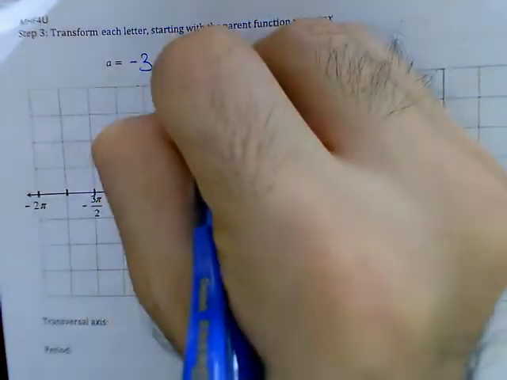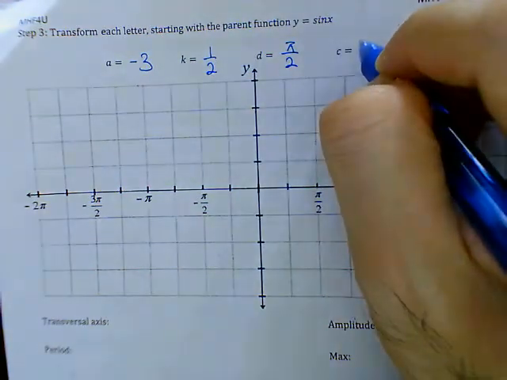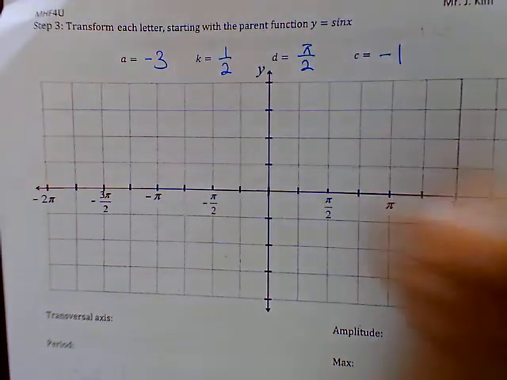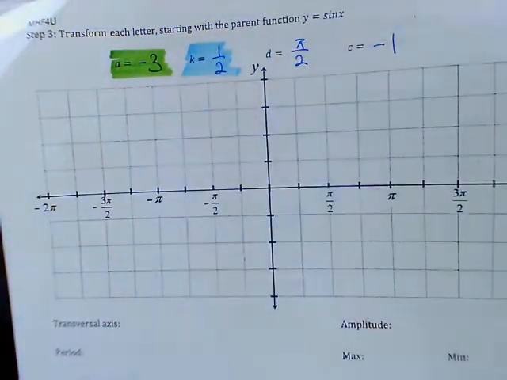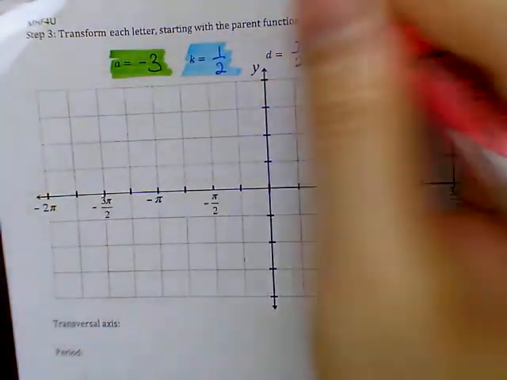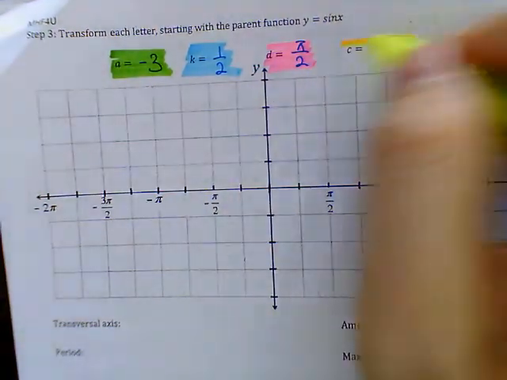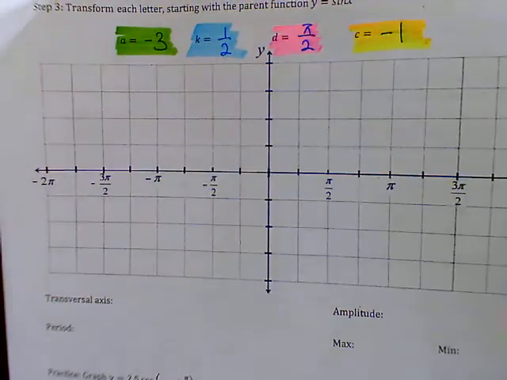Rewriting, our curve had an A value of -3, the K was 1/2, D was a positive pi over 2, and C was a -1. As a reminder, because I'm going to draw using colors, again, even with all these snazzy colors, you will see that my chart gets really, really messy. Here we go.